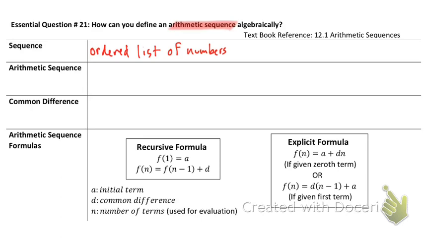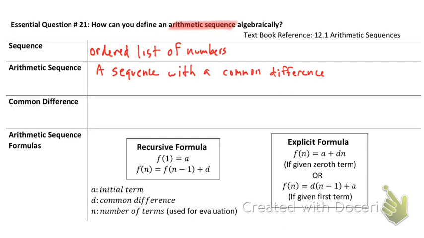Okay? There's two types of sequences. The first one we're going to talk about today is an arithmetic sequence. So an arithmetic sequence is when you have a sequence with a common difference. Okay, we'll talk about what a common difference is in a bit, but that's pretty much the definition of it.